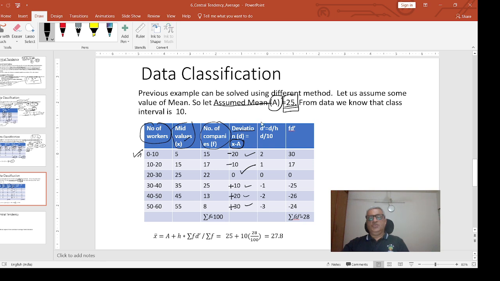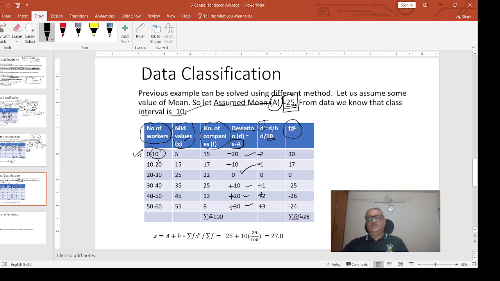So I also need to calculate d dash. What is d dash? d dash is nothing but the value of d divided by 10, and 10 is my class interval. How is class interval calculated? Upper limit minus lower limit, that's my class interval, 10. So minus 20 by 10 is minus 2, minus 10 by 10 is minus 1, plus 10 by 10 is plus 1, plus 20 by 10 is plus 2, and plus 30 by 10 is plus 3.